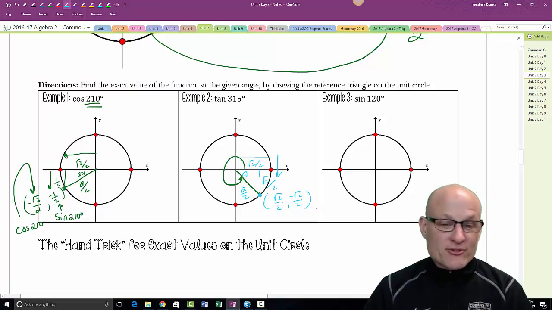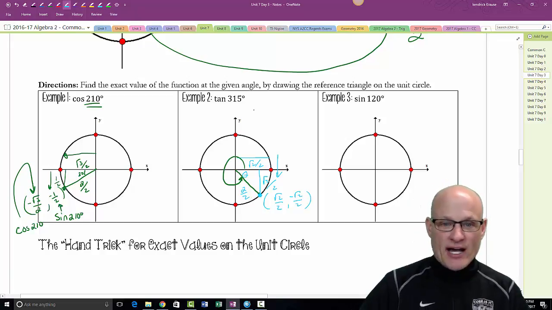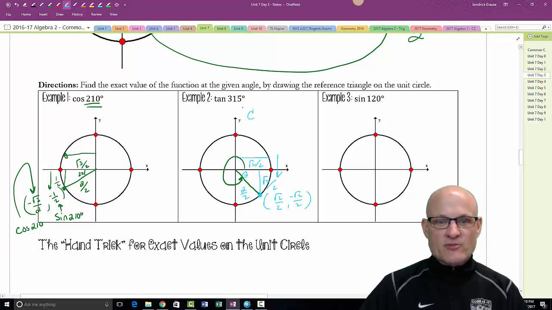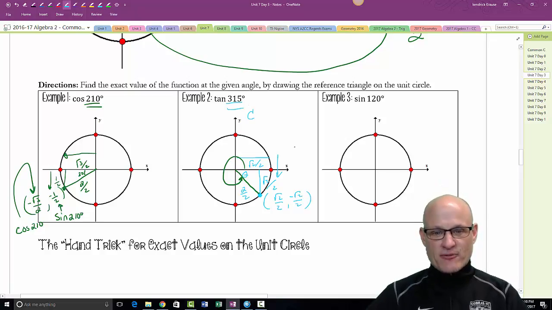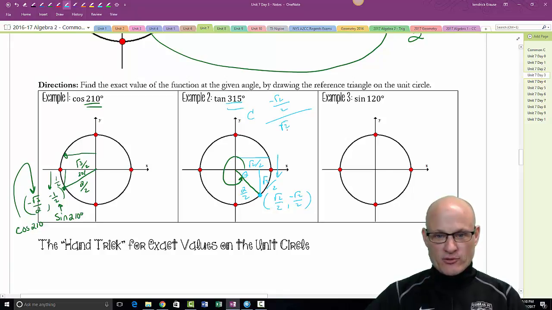So I ask you this. What's the tangent of 315? Well, the tangent of 315 is equal to negative square root of 2 over 2 divided by positive square root of 2 over 2, and so that's equal to negative 1. This would be the cosine of 315 degrees. This would be the sine of 315 degrees.